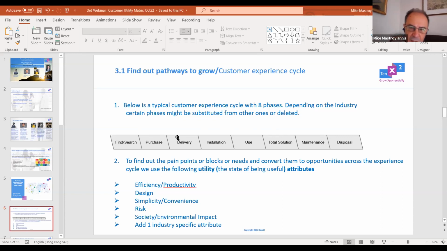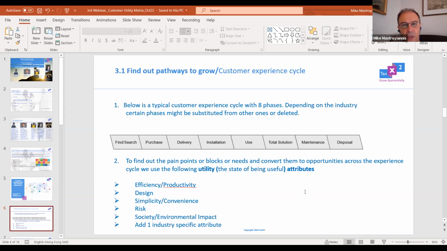For different industries or different applications, this might also be different, but in principle, you can say 70 to 80% of it is applicable. So in order to create growth in any business, one way is to find blocking factors or pain points in this customer journey, and then convert them to opportunities in order to create growth. To do that, there are various methods.